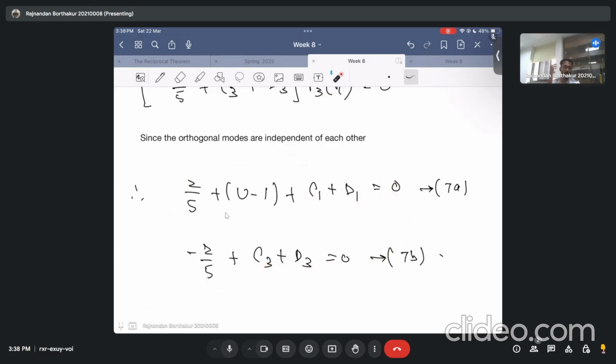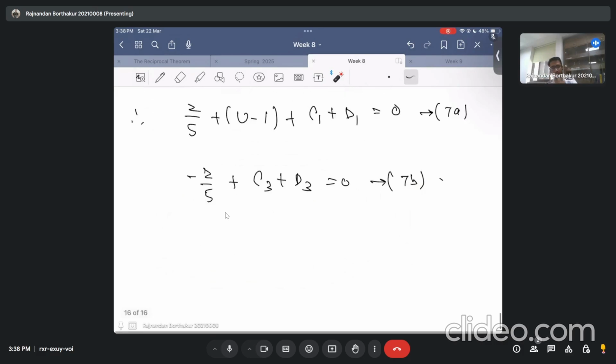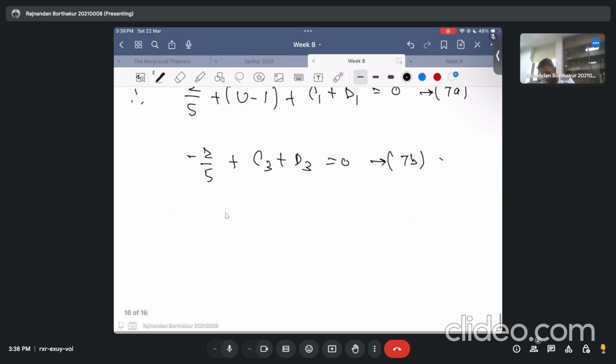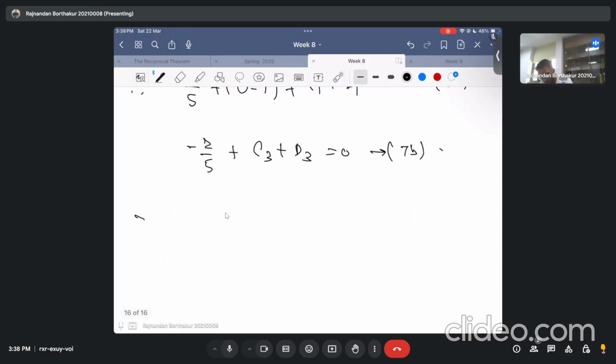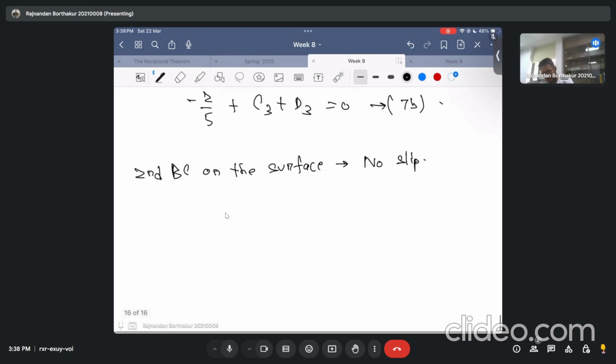So we are left to use one more boundary condition, which is nothing but the usual no slip boundary condition that comes on the variable u theta. So the second boundary condition on the surface is the no slip boundary condition, which says that u theta at r equal to 1 is equal to 0.